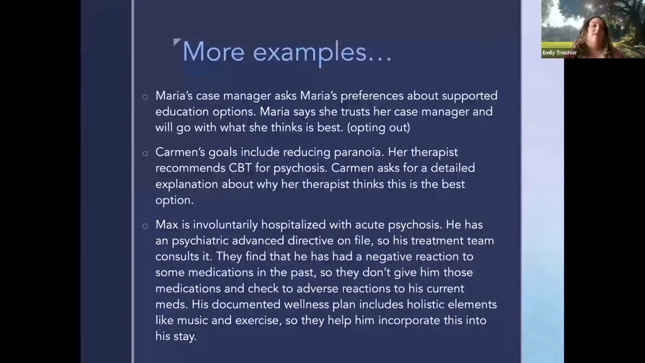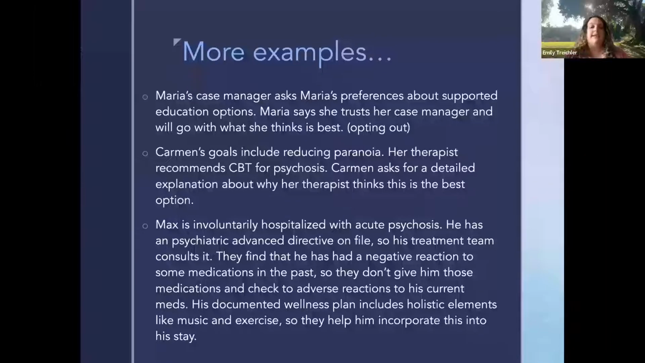In the second example, Carmen has a specific goal to reduce her paranoia, and her therapist recommends CBT for psychosis. And Carmen asks for a more detailed explanation about why that's the recommendation before she agrees. And so this is an example of Carmen asking for more collaboration, for more of that two-way interaction before a final decision is made. So when we recommend, if it seems like there's one clear treatment choice, it is important that we explain why and provide that transparency about why we're making such a clear recommendation.